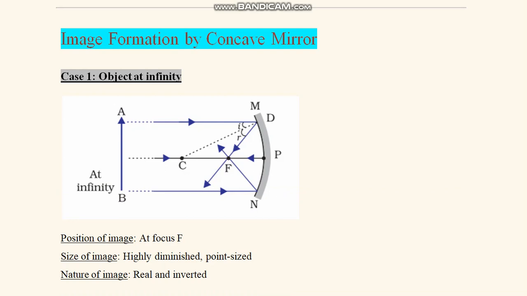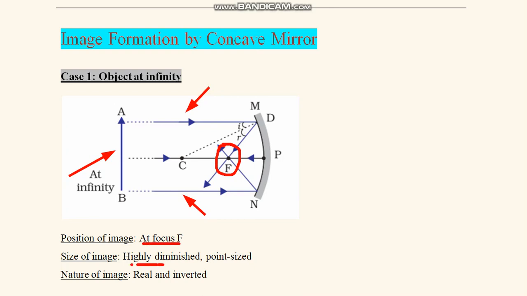As you can see in the diagram, AB is the object that is kept at infinity. The light rays coming from a far off object are always parallel. As you can see in this diagram, these are the incident rays. When these incident rays strike the mirror, they get reflected and get concentrated at a point called focus. So here point F or focus is the position of image. So we see here that the image is formed at focus.